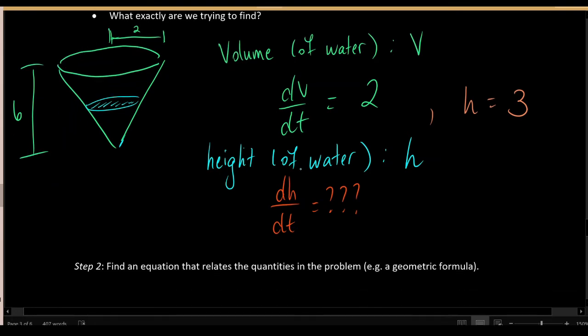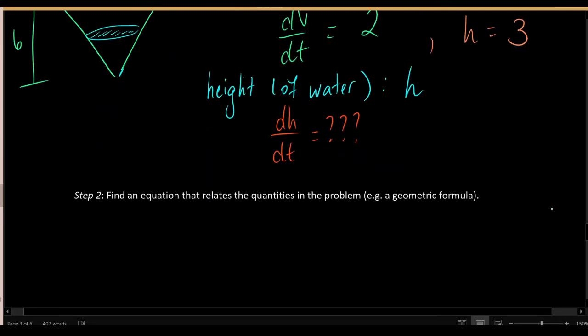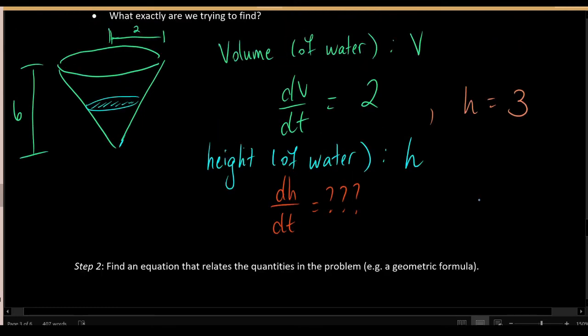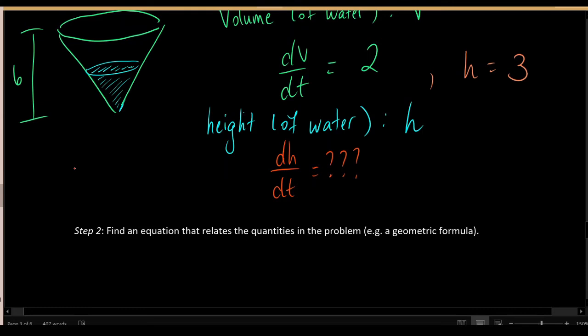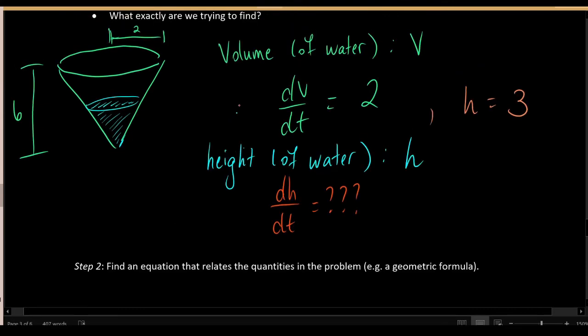So now what I need to do is try and find an equation that relates the height of the water in the tank to the volume of water in the tank. What I am noticing is that because the tank is cone-shaped, the water in the tank will also be cone-shaped. So I'm thinking that maybe the formula I could use to relate the volume of water and the height of water is a formula related to the volume of a cone.